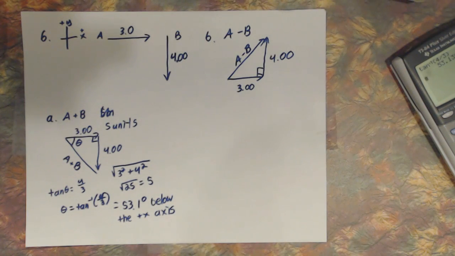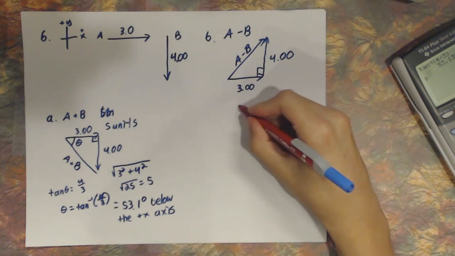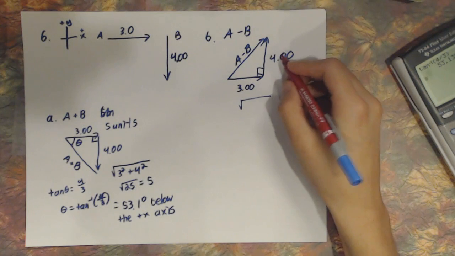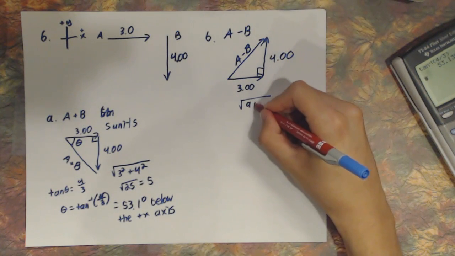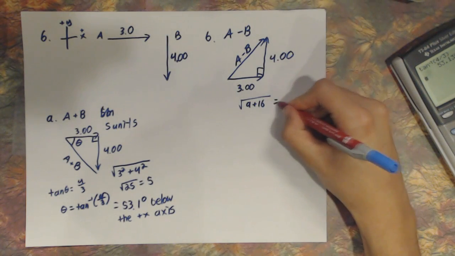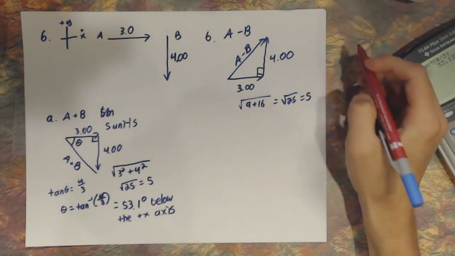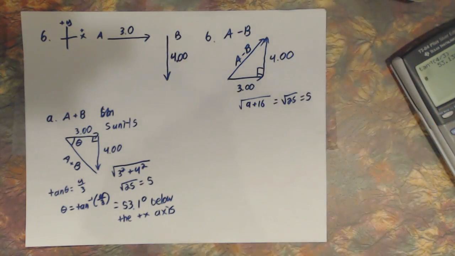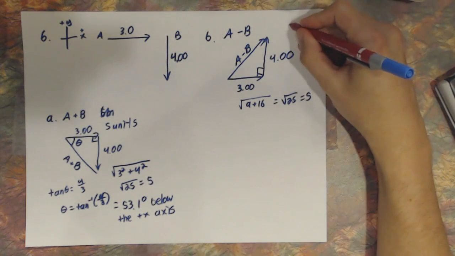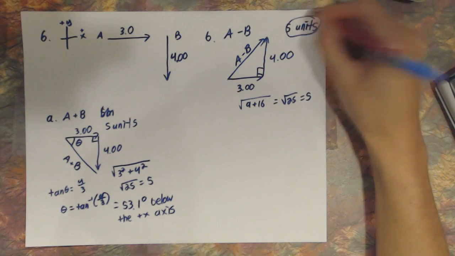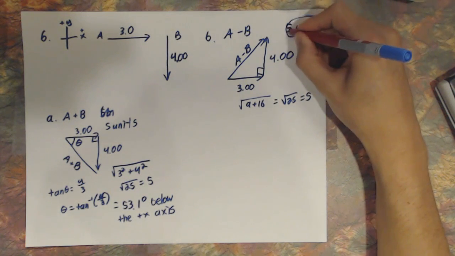And to calculate the magnitude of A minus B, again, we're going to use the Pythagorean theorem. We're going to get square root of 3 squared, which is 9, plus 4 squared, which is 16, which is root 25, which is, of course, 5. So again, we get 5 units. So our magnitude is 5 units.